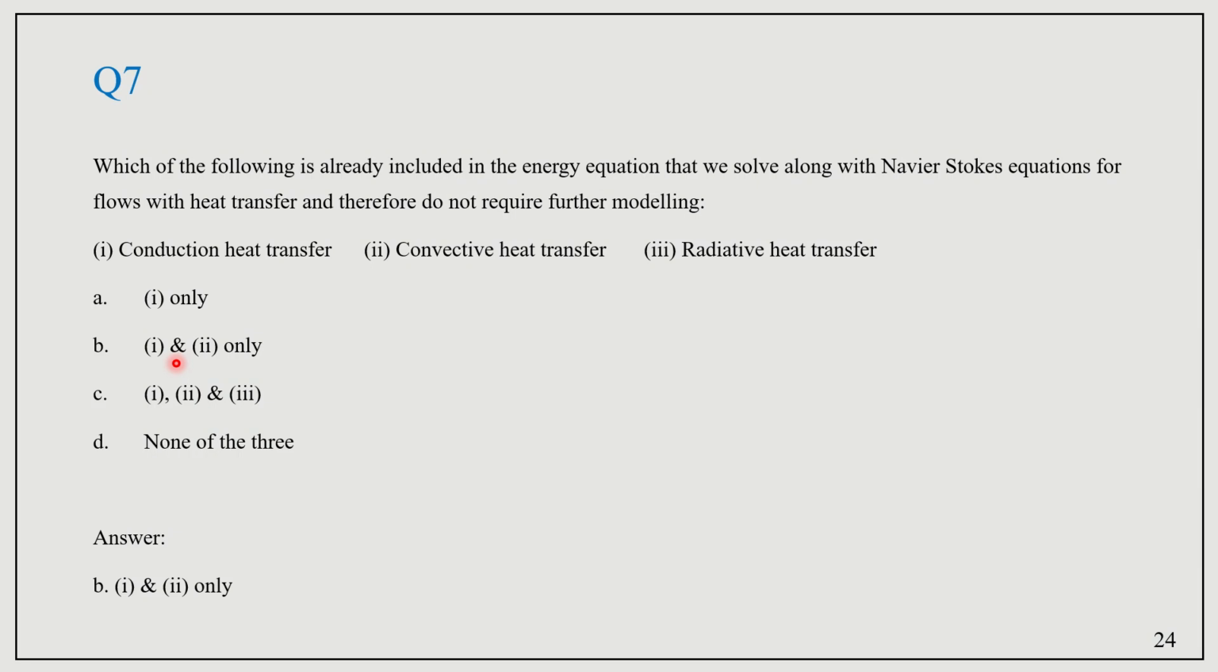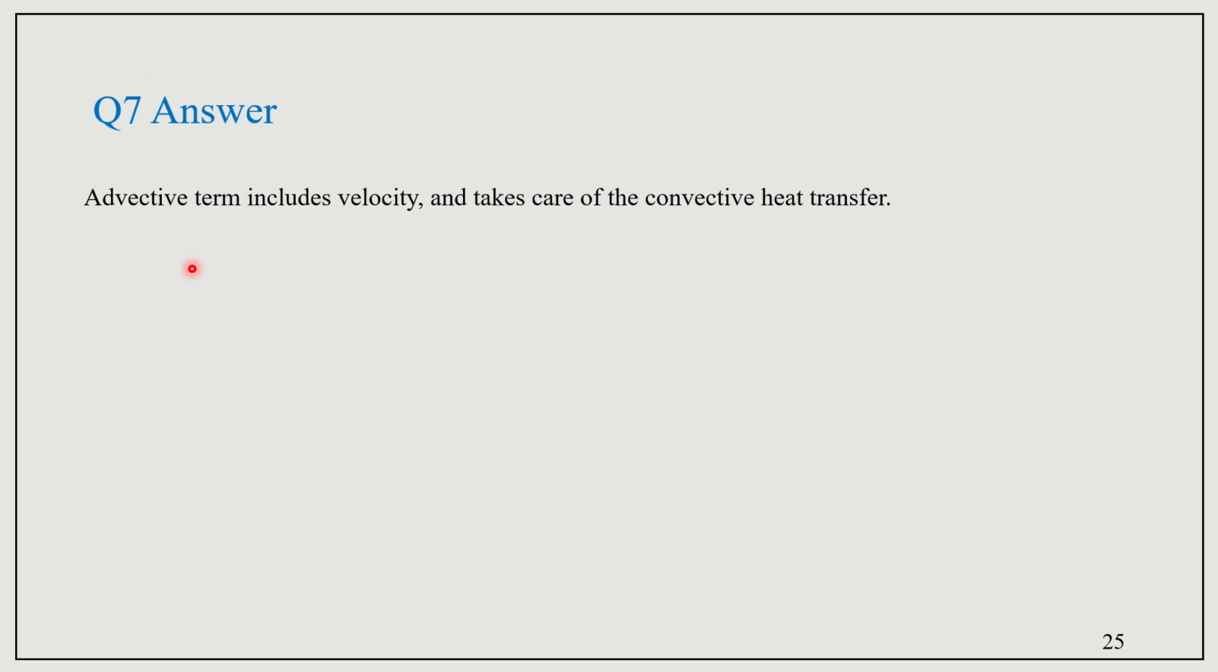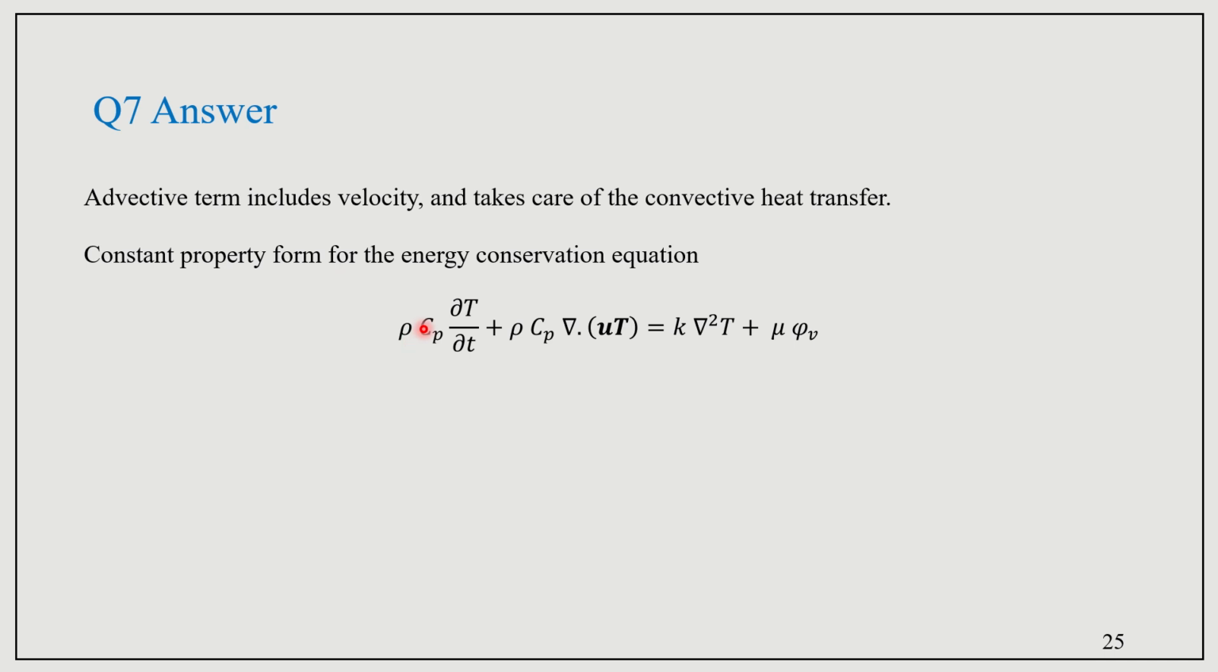So now moving on to question 8. Okay, question 7. Advective term includes velocity and takes care of the convective heat transfer. Constant property form for the energy conservation equation, rho Cp, wherein Cp, that is specific heat capacity, and density are constant, and this is the energy conservation equation. So the advective term includes the velocity and therefore takes care of the convective heat transfer, and this term takes care of the conductive heat transfer. Alright, now moving on to question 8.